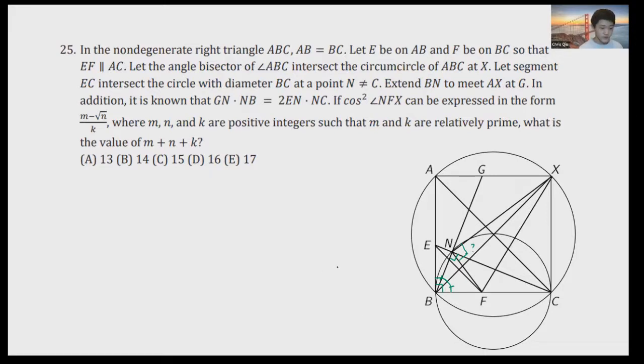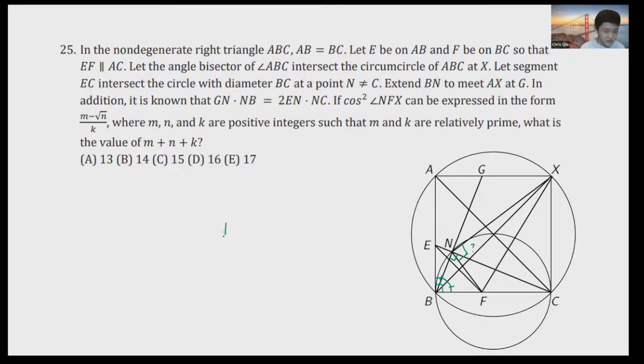And so the way we do this is by using cyclic quadrilaterals. We can first notice that since GNC is a right angle and GXC is also a right angle, the quadrilateral GNCX is cyclic. And also, since angles ENG and EAG are both 90 degrees, we see that these 4 points A, E, N, and G are also cyclic.